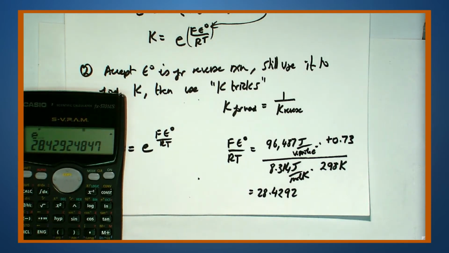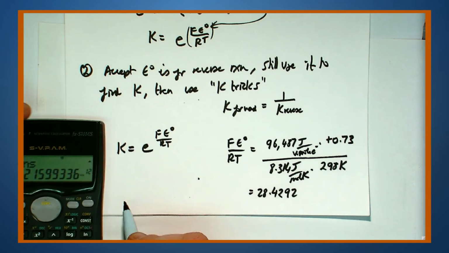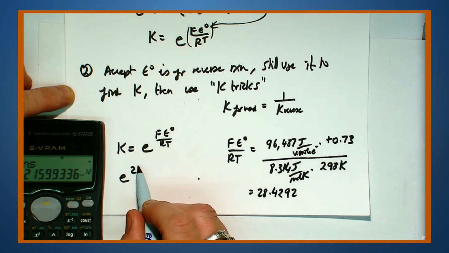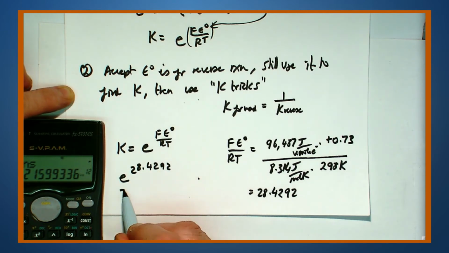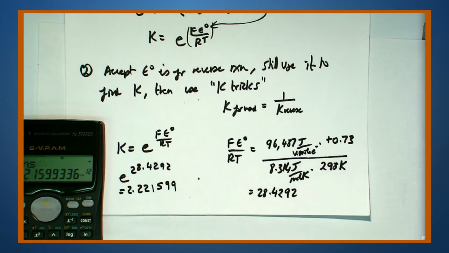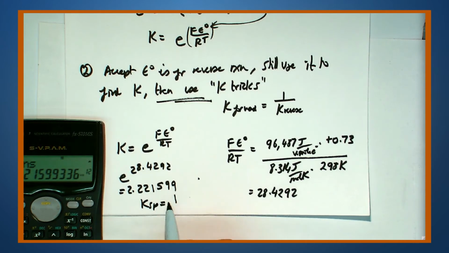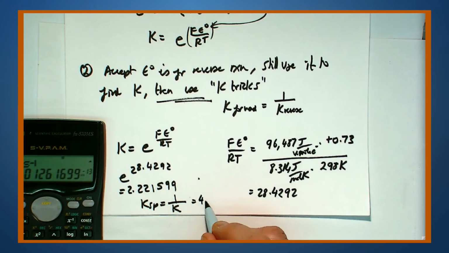e to the power of answer equals, here we go. So e to the 28.4292 comes out to be 2.221599. Again, put in lots of sig figs because you're playing around with logarithms and reciprocals and things. Don't cut it off short. And now, using K tricks, KSP equals 1 over this particular K that I've just found. So I just hit the reciprocal button, and I get 4.50 times 10 to the minus 13.